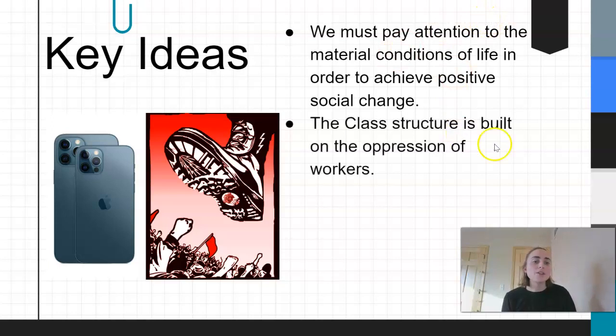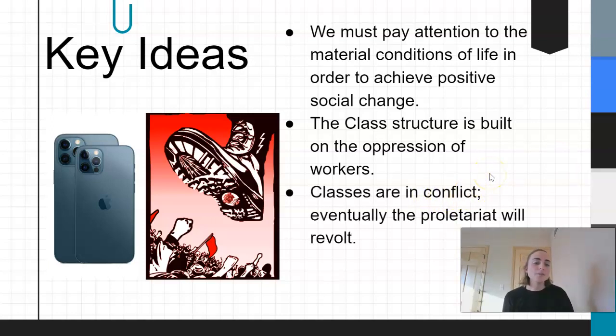Marx also believed that this class structure is built on the oppression of workers. So oppression, remember, that's like taking advantage of, treating unfairly or unjustly. He believed that the working class people are being oppressed. So they're not getting paid fairly. They're not having benefits at work like health care that they need or time off that they need. And they're not actually benefiting from the work that they are doing.